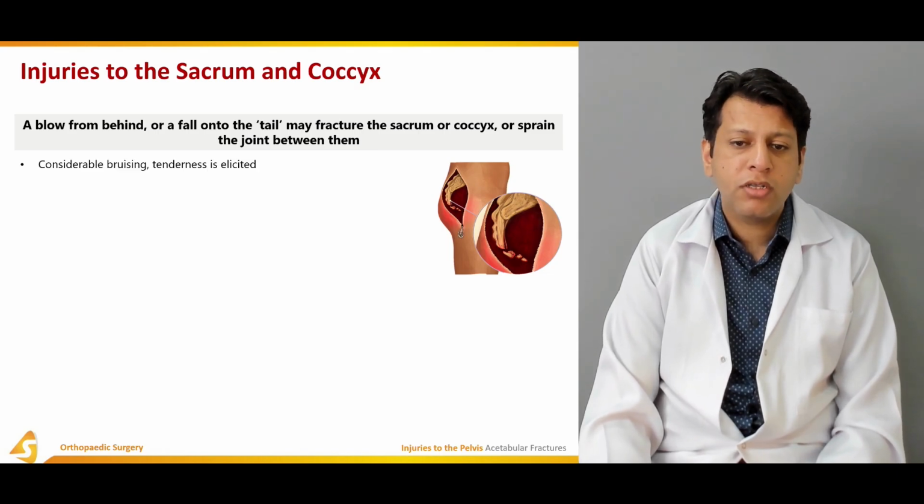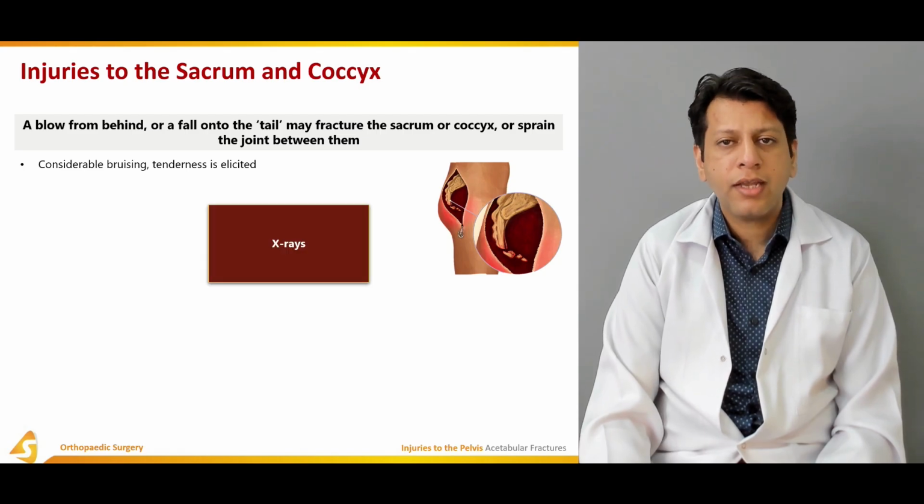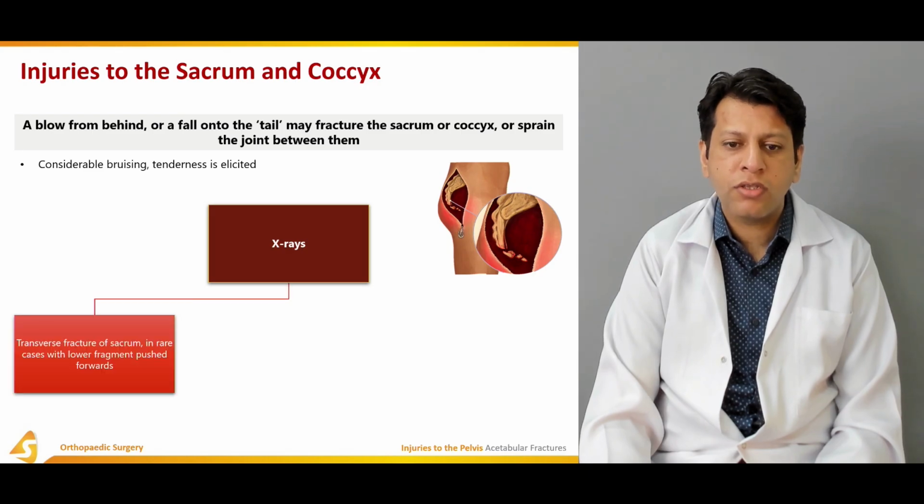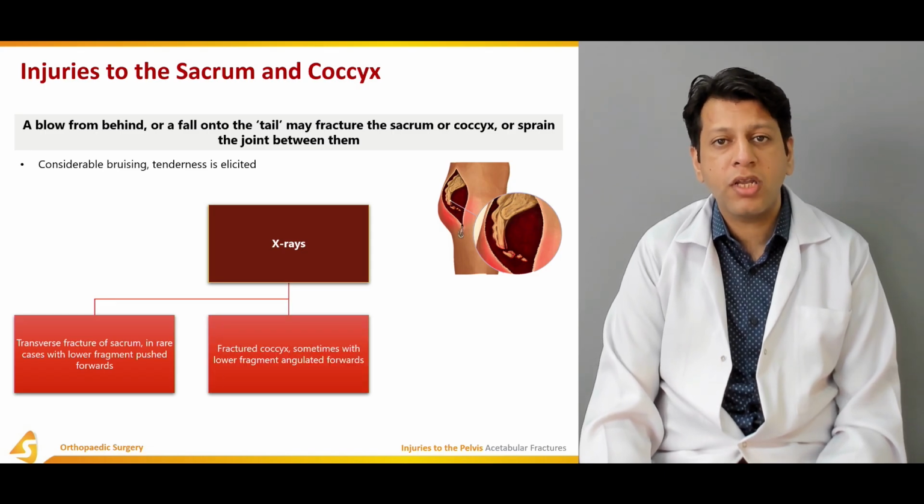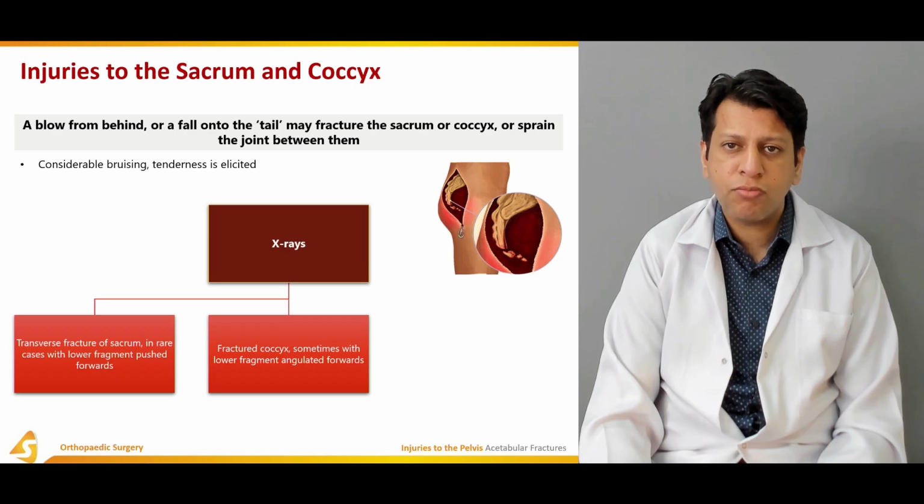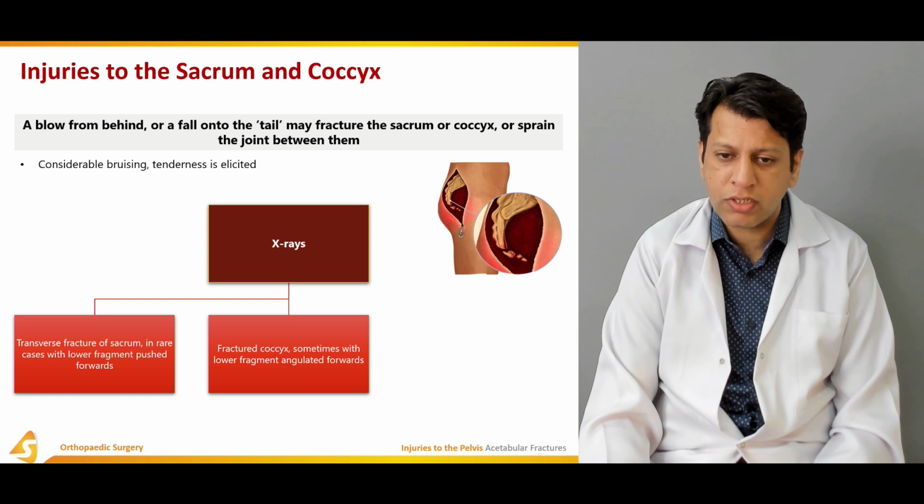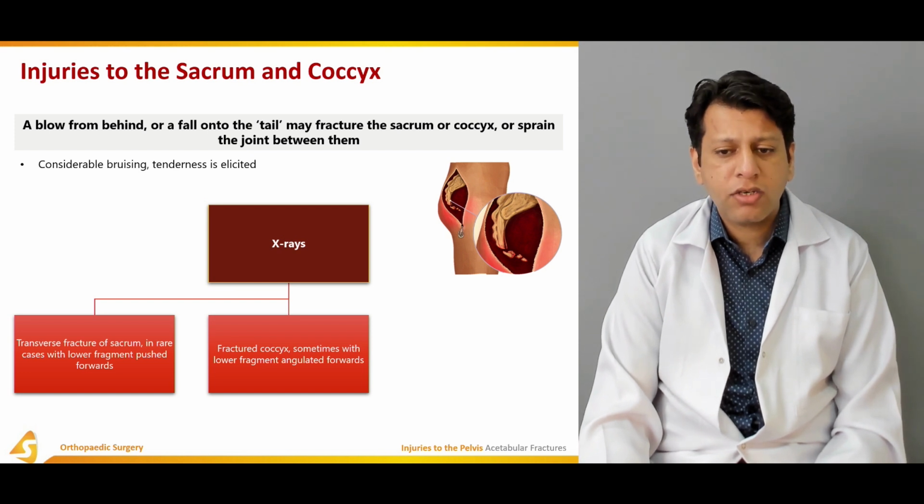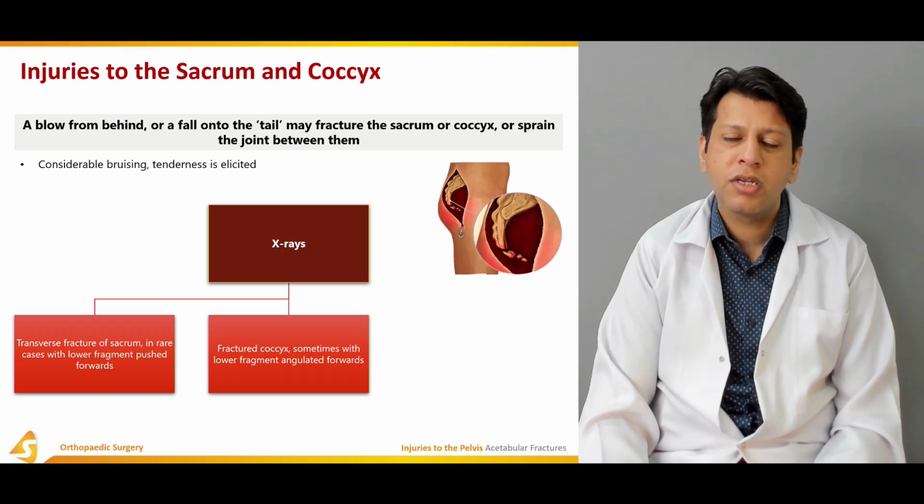What is important is there may be considerable bruising, and tenderness may be present as well. On X-ray, especially over the inlet views, you usually see a fracture of the sacrum. A transverse fracture is rare, and in such cases the lower fragment is pushed forward. Usually there is a vertical fracture, and these vertical fractures are mostly treated conservatively unless they are associated with neurovascular compromise.